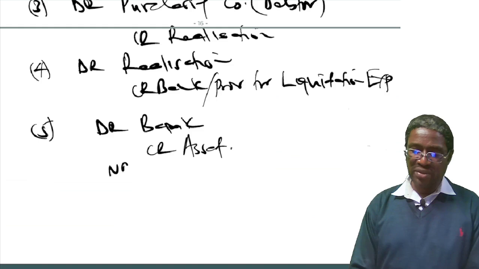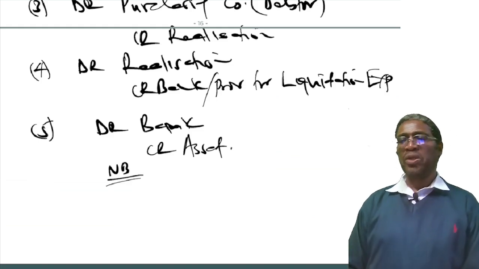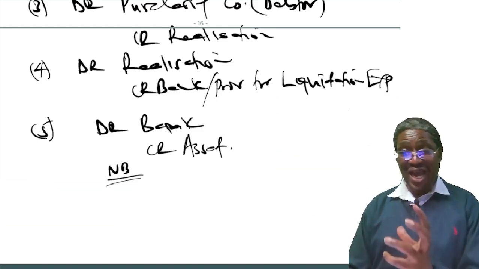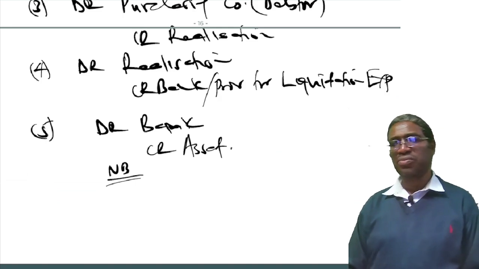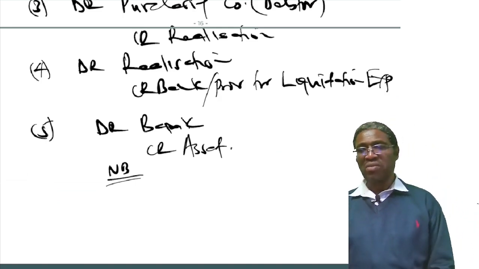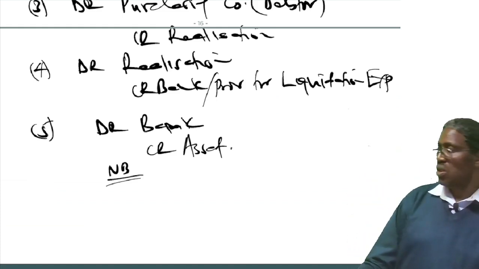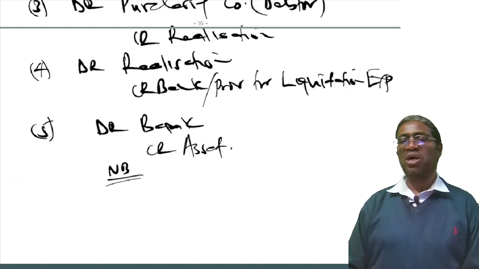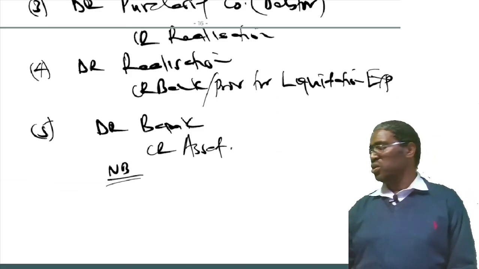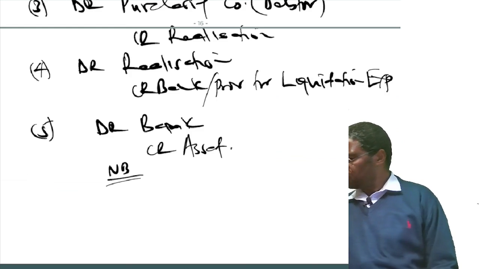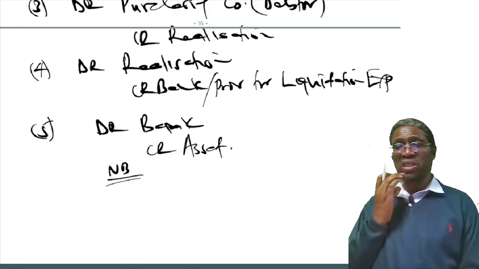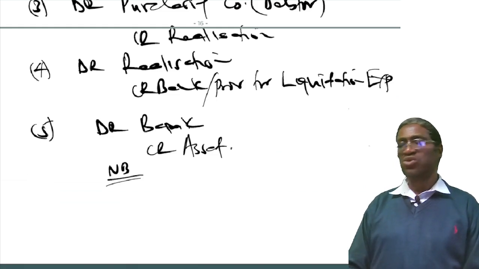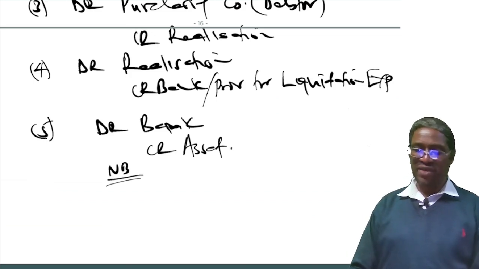Then you say below that, NB, with the balance in the asset account being either gain or loss on disposal, transferred to the realization account. That's number 5.